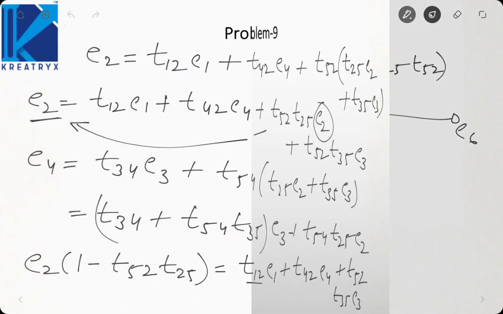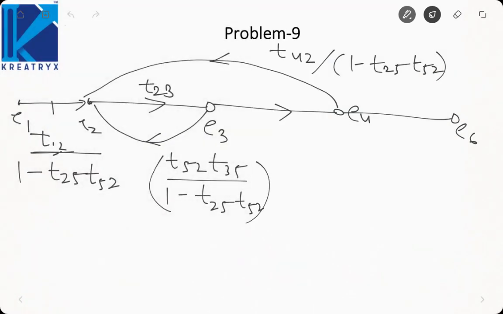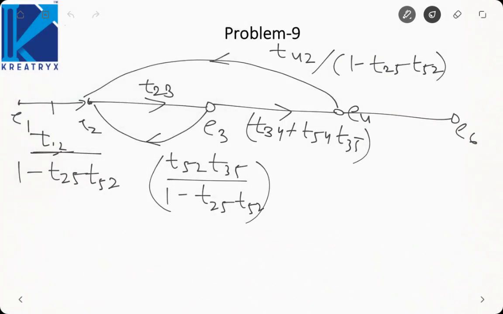Next about E4. E4 would be T34 plus T54 T35 times E3 plus, next is T54 T25 E2, and this would remain as it is. So this would be my new signal flow graph in which there is no node E5. We have removed it, and we have also removed any self loop that was coming in the graph.